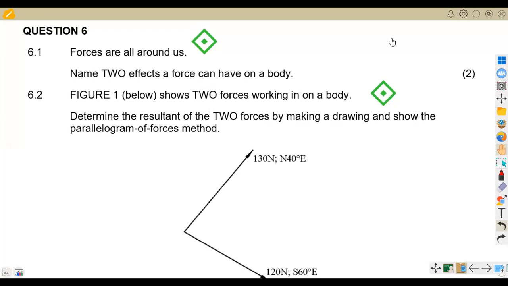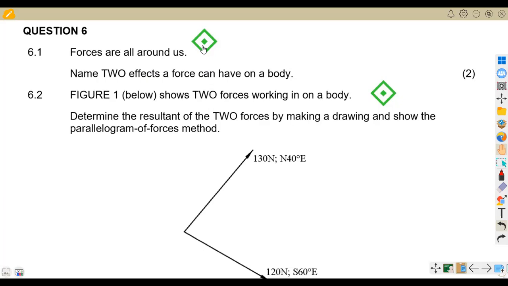In this platform, we shall be focusing on question number 6 on statics from the question paper which was written in July 2022. So we're not going to waste much time. We're going to quickly rush through the questions that we are given. On question 6, the first question is, forces are all around us. Name 2 effects a force can have on a body. What are the effects that a force can have on a body?